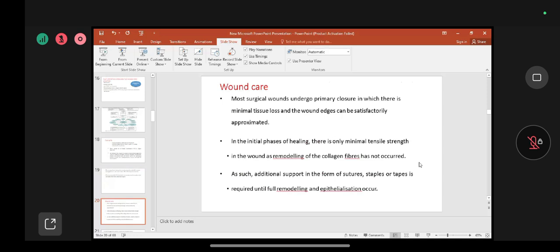Wound care. Most surgical wounds undergo primary closure, in which there is minimal tissue loss, and wound edges can be satisfactorily approximated. In the initial phase of healing, there is only minimal tensile strength in the wound as remodeling of the collagen fibers has not occurred. As such, additional support in the form of sutures, staples, and tapes is required until full remodeling and epithelialization occur.